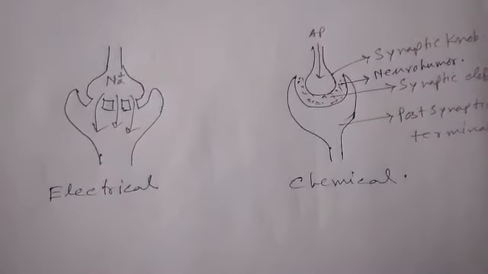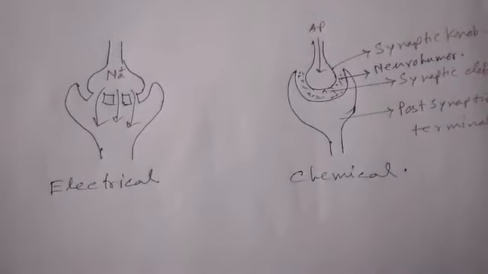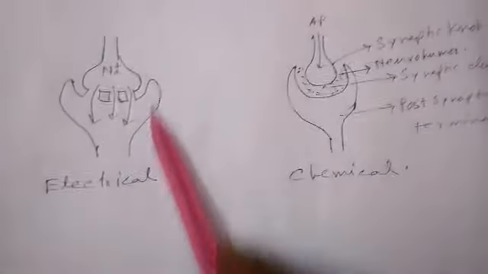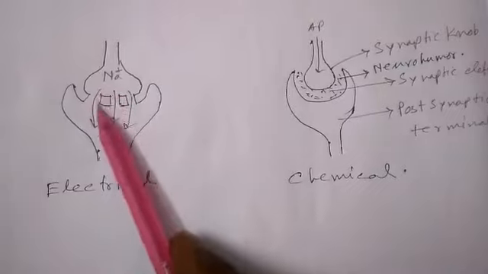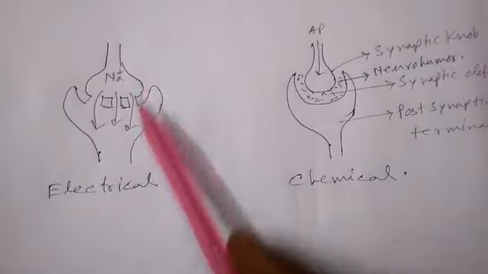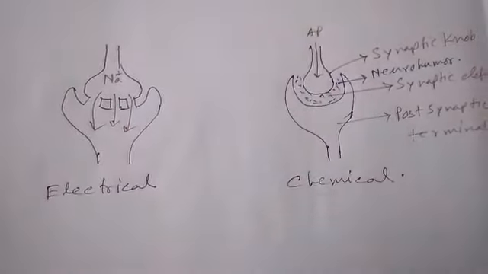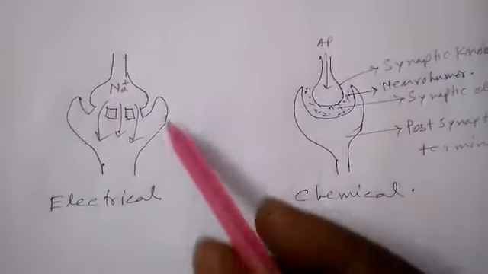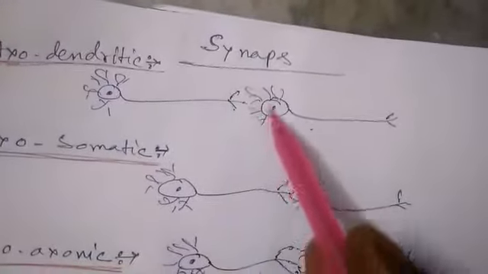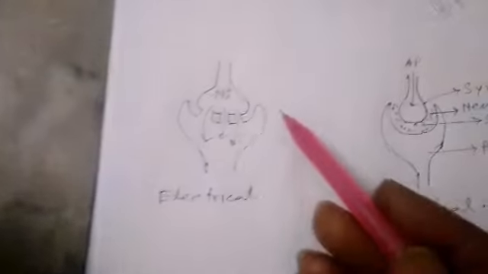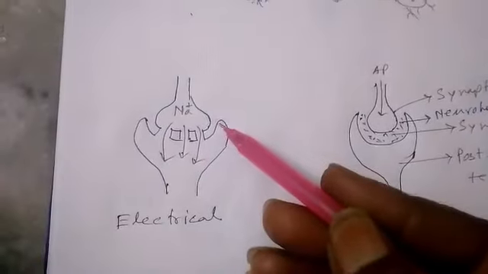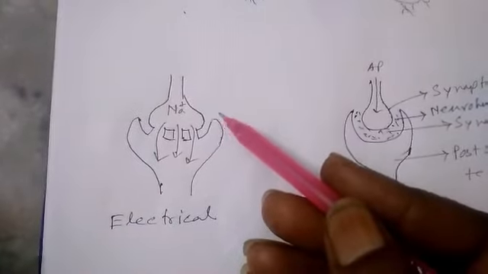According to the structure and function, synapses are also classified into two types: electrical synapse and chemical synapse. This is an electrical synapse. There are some gap junctions between the two successive neurons. First of all, we have to discuss this structure. This is the electron microscopic view of this junction. This electron microscopic view shows there is a gap between the two cells. This gap is known as synaptic cleft.